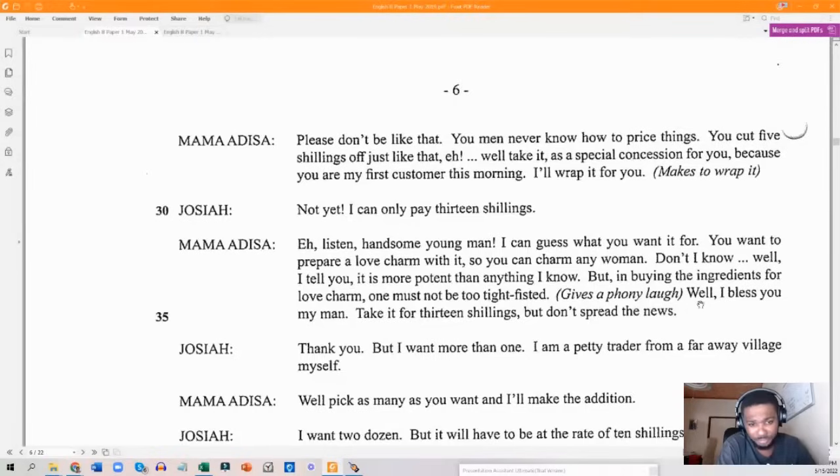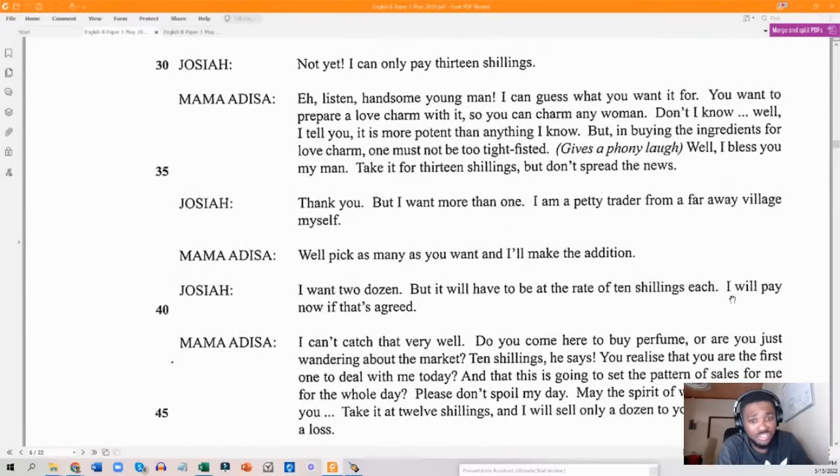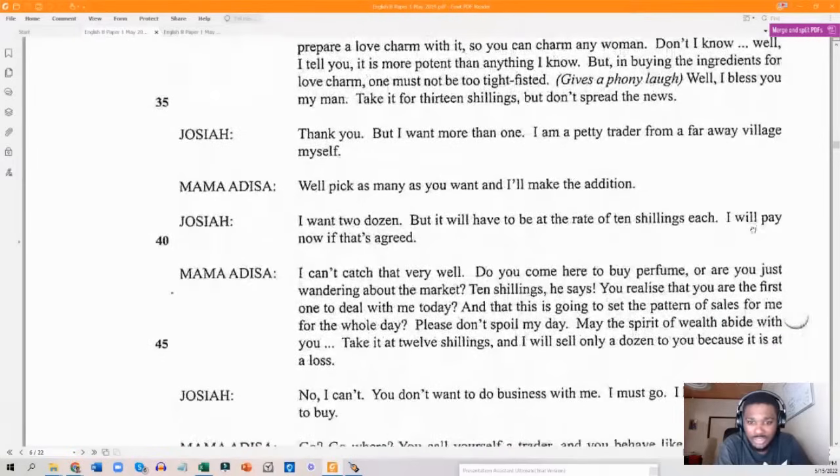Gives a phony laugh. Well, I bless you, my man. Take it for 13 shillings, but don't spread the news. Thank you, but I want more than one. I'm a petty trader from a faraway village myself. Well, pick as many as you want and I'll make the addition. I want 2 dozen. But it will have to be at a rate of 10 shillings each. I will pay now if that's agreed.